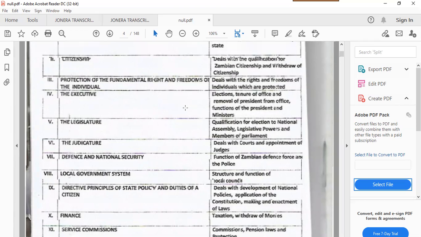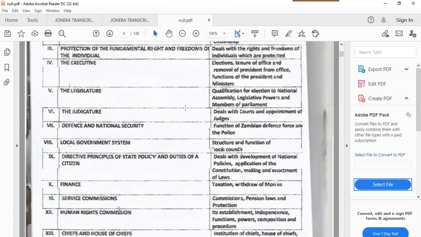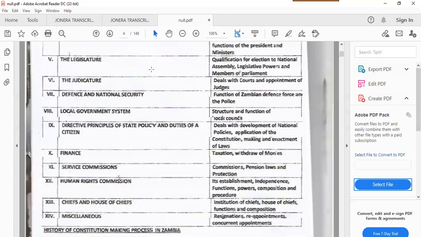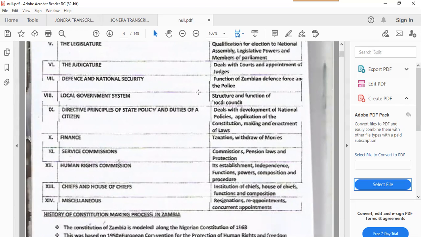The legislature, I think I mentioned this is the fifth wing. The legislature talks about qualifications for election to the National Assembly, legislative powers, and members of parliament. The judiciary, these are the lawyers, so it deals with the courts and appointments of judges. Defense and national security, so the functions of the Zambia Defense Force, and this is the police, where you want to be here. So the part of the government that you're going to be in will be defense and national security, the functions of the Zambia Defense Force and the police.